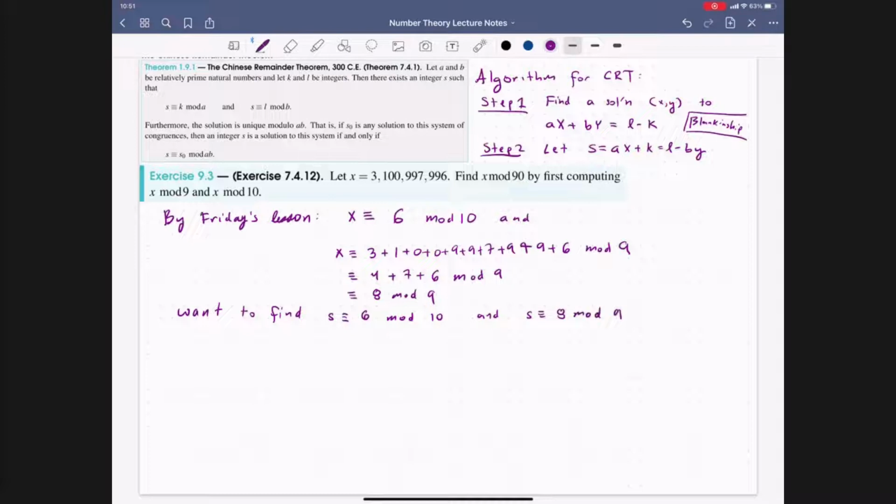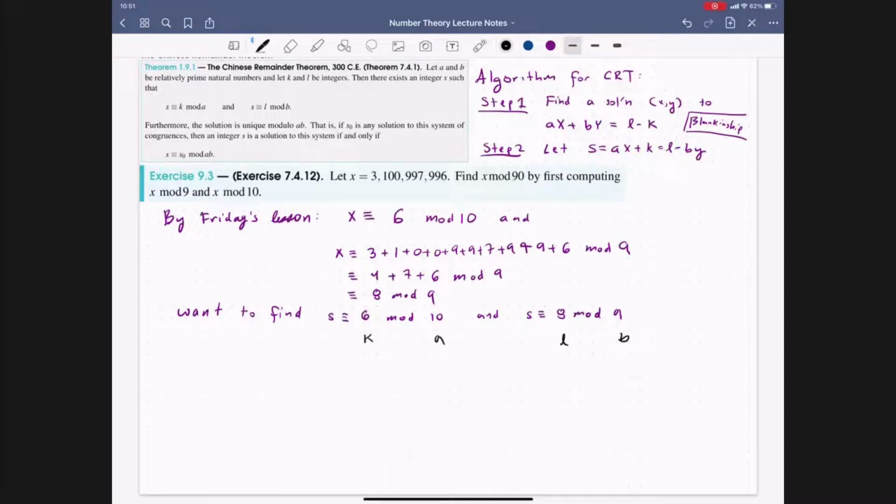10 and 9 are relatively prime, so the Chinese remainder theorem tells us that there will be a solution, and it's unique modulo a times b, 90. So that's the desired answer. If we find S, we are done. So we go ahead, apply the Chinese remainder theorem as we have done. So here we have K, A, and over here we have L and B.